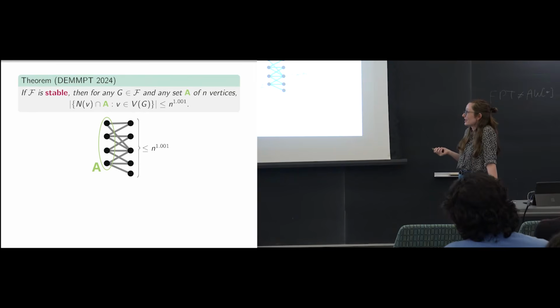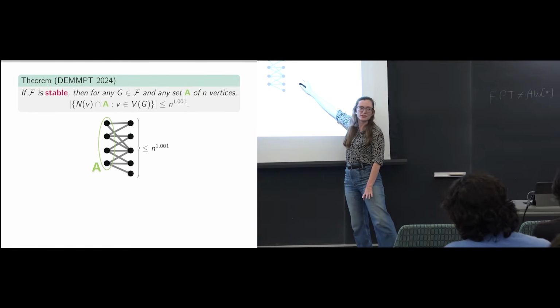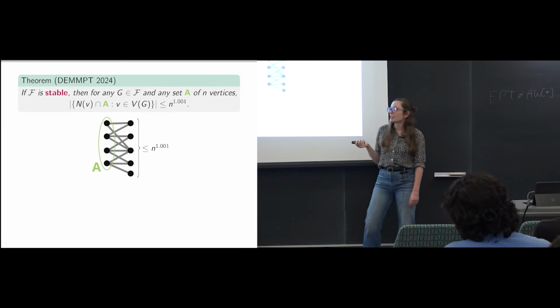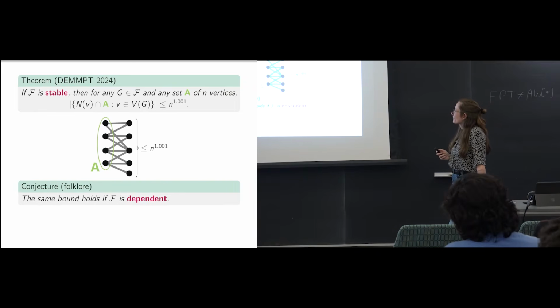This shows up a lot in the theory of set systems. But what's unique here is that we're getting almost a linear bound, so not just polynomial or anything. It really has to be almost linear for this to work for the algorithms. And there's a conjecture that says that the same bound holds if the class is dependent, so as long as you have good model-theoretic properties. And I think we are very close to proving this.